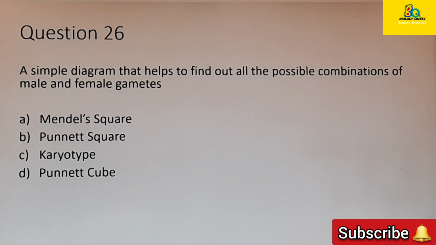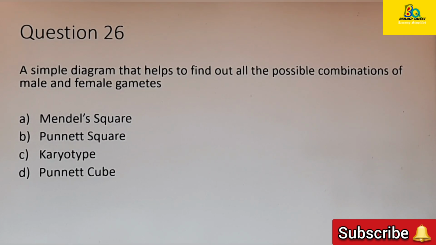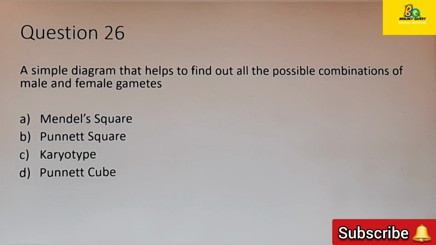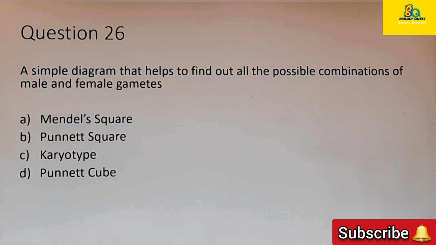Next question, a simple diagram that helps to find out all the possible combinations of male and female gametes. Options are Mendel square, Punnett square, karyotype and Punnett cube. Answer is Punnett square. Possible combinations of gametes is represented by a symbol diagram, which is the Punnett square.